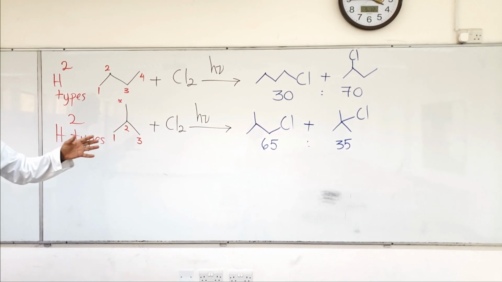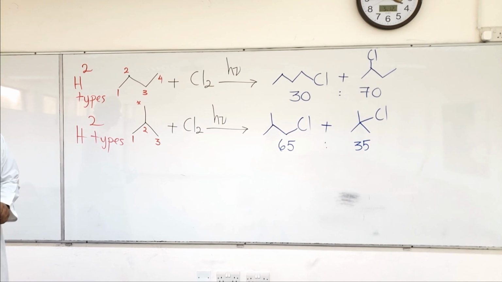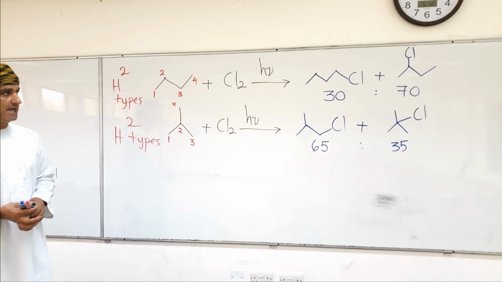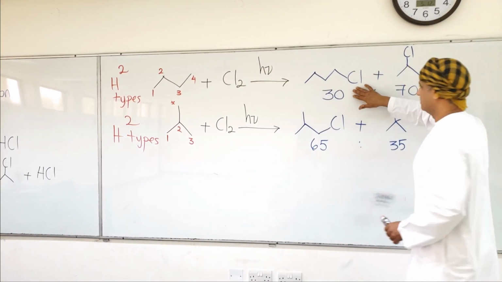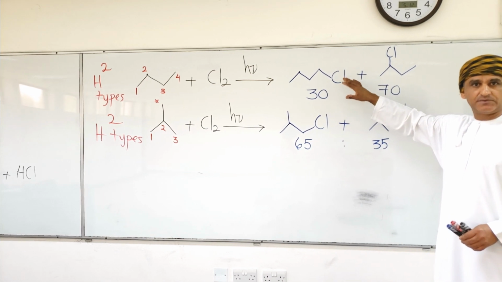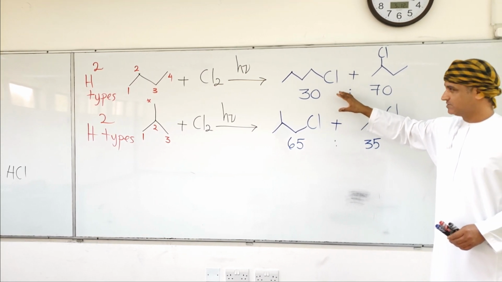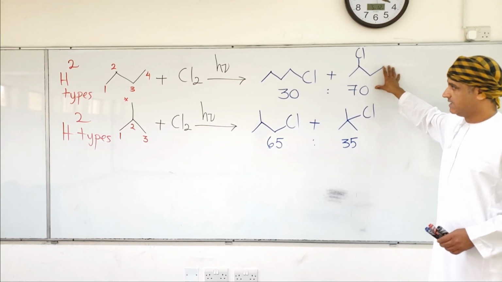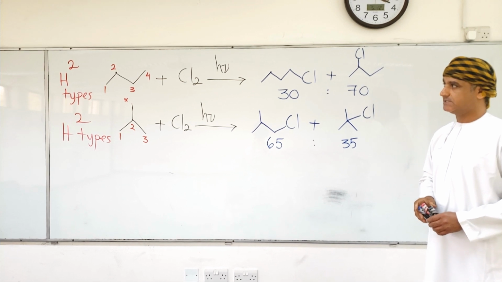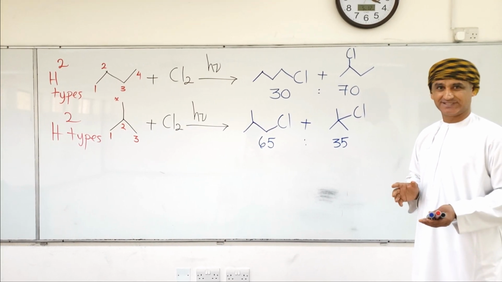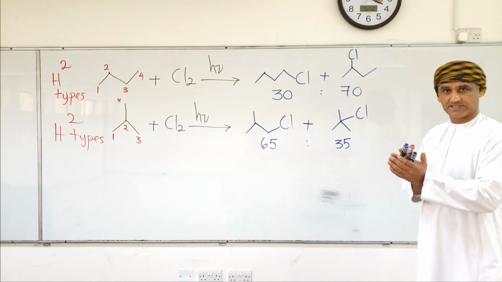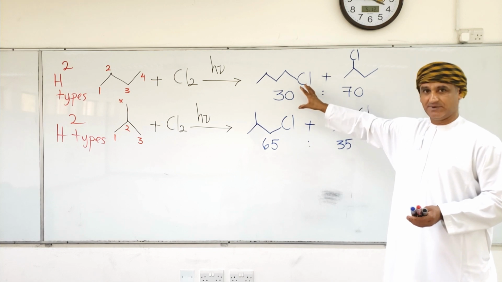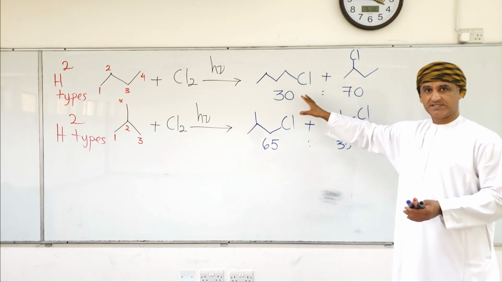What can we learn from these numbers? If you go back to the top example, the butane case, this is 1-chlorobutane. The relative amount of 1-chlorobutane that's obtained is 30 to 70 relative to 2-chlorobutane. But 1-chlorobutane is obtained by substituting 6 hydrogens. So 6 hydrogens contributed 30%, if you like, of this compound.